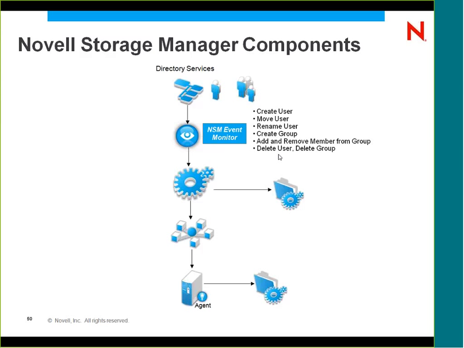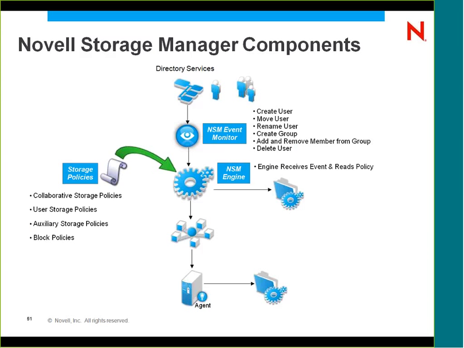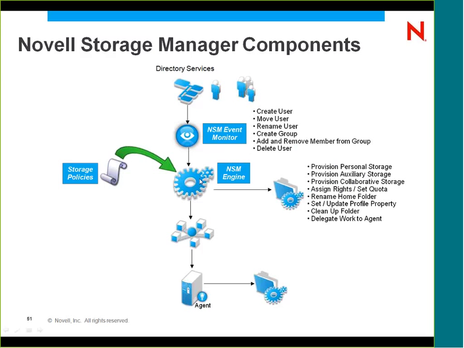Now, when that event comes in, the engine reads that event and processes it. And part of the processing is to read the policy associated with this particular object, whether it be a user or a group. So the policy could be a collaborative, user, auxiliary, profile path. Then once it reads that policy, it determines what action needs to be taken. Now, the engine can do some of the work on its own. It's like provisioning the folders, the auxiliary storage, collaborative, assigning rights, ownership, quota, the renames, set and update the profile property, clean up the folder.